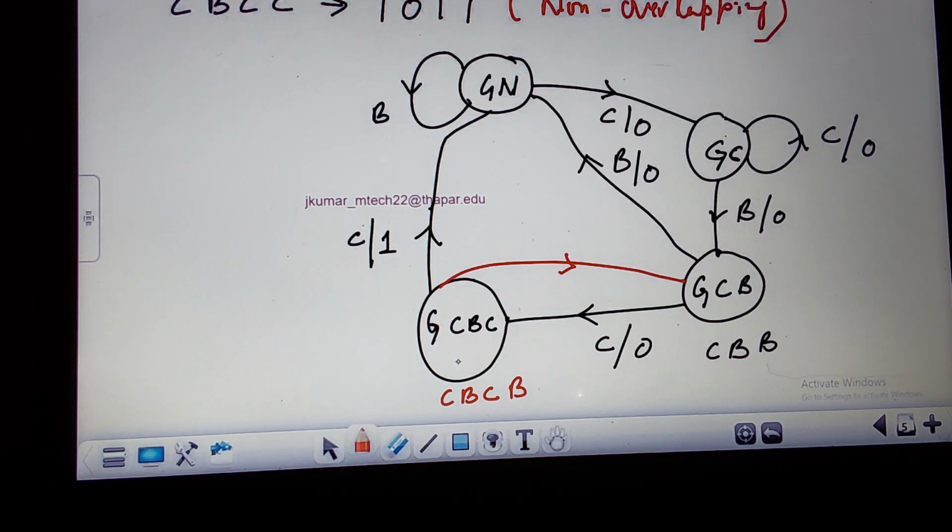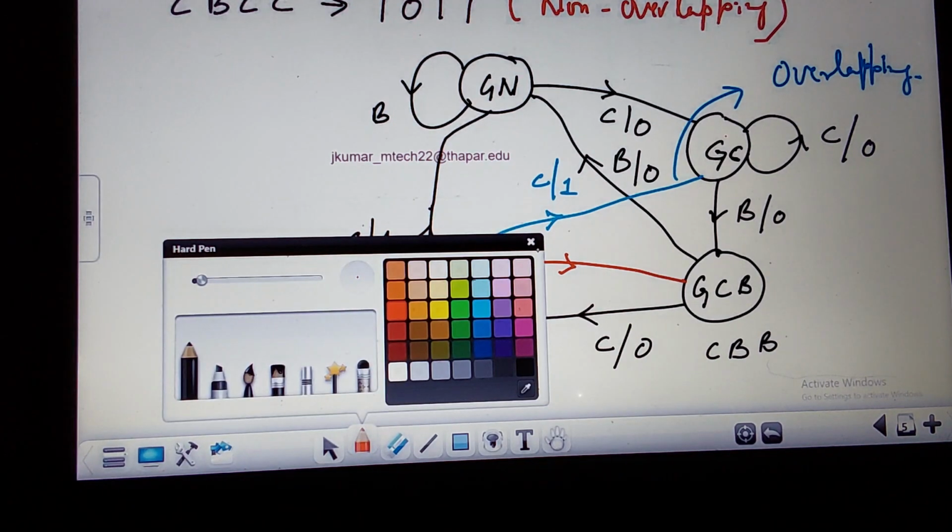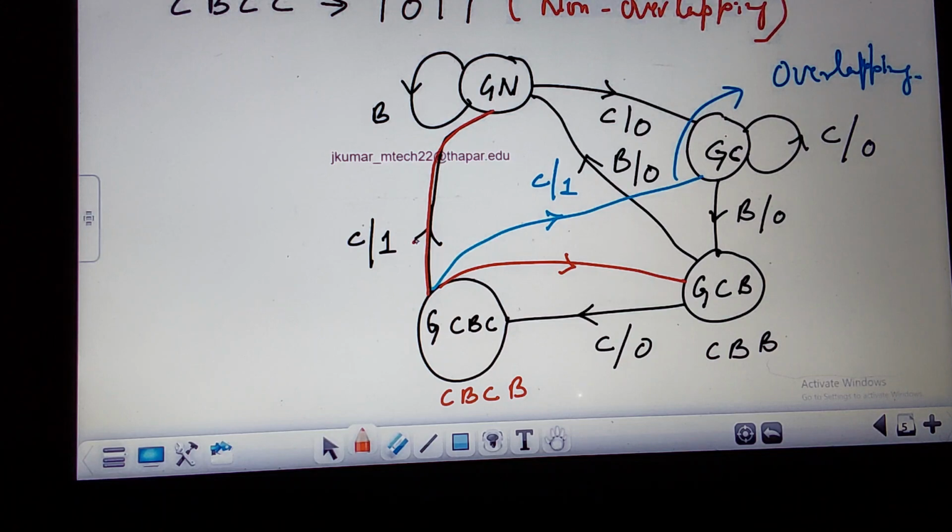Non-overlapping. How to do the overlapping then? How to do the overlapping? Overlapping, what we did, we are overlapping the bit, right? Now once you detect the pattern, in the non-overlapping you're going to the got nothing state. In overlapping, what will you do? Go to the G1 state. Did you understand? This blue color indicates overlapping. This black color indicates here 1. Let me write this in a red color. This indicates non-overlapping. Did you understand?